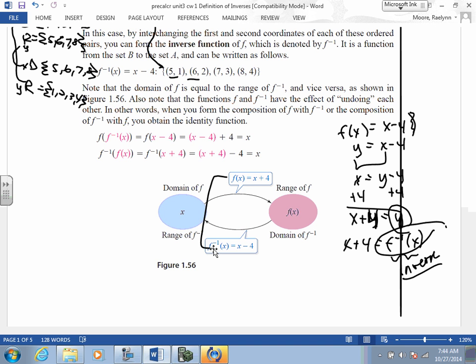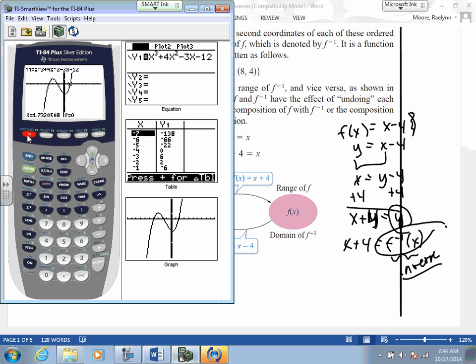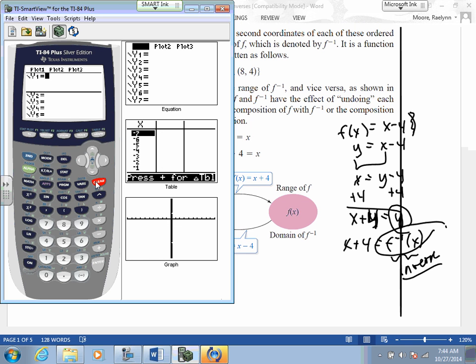Now, on a calculator, this is also nice to see. If you take your original equation, x plus 4, and you take your inverse equation, x minus 4, and then over here, make your line y equals x, watch what happens. You'll see the inverse. You'll see the reflection over the line y equals x.